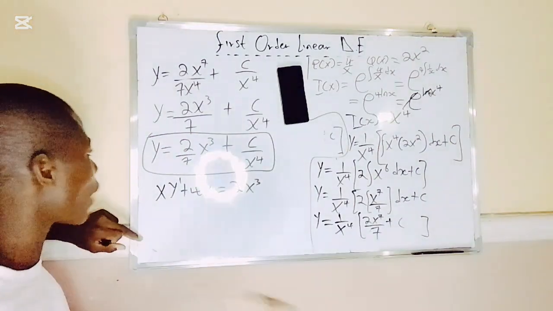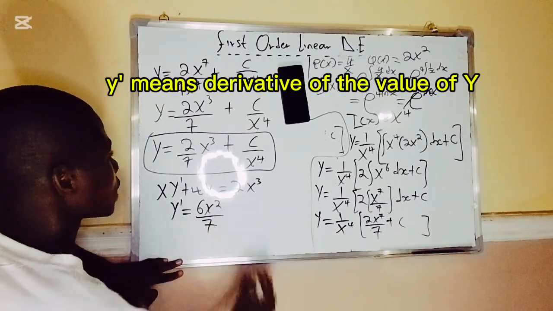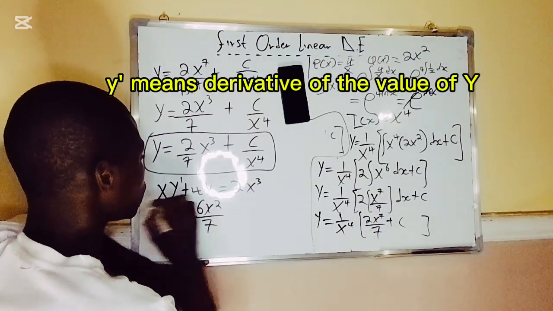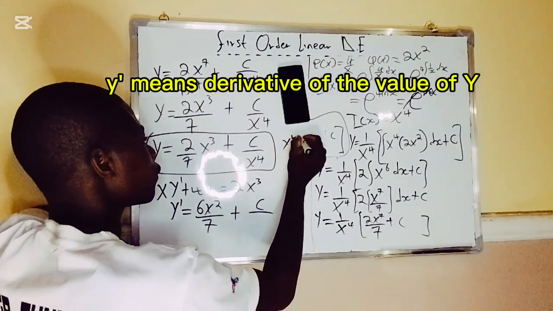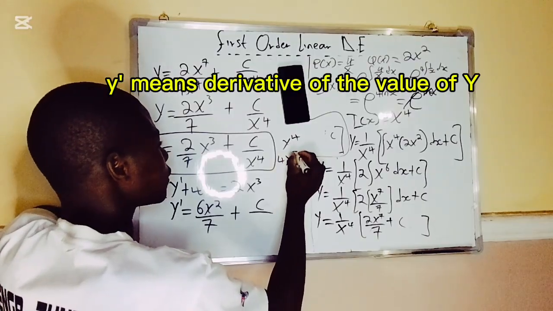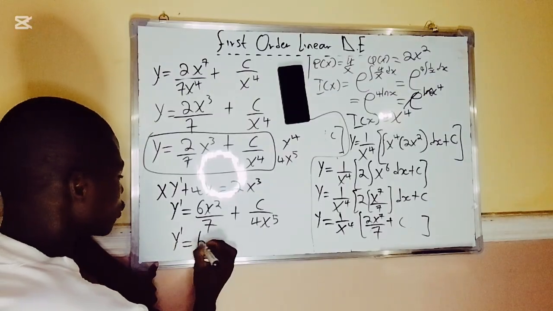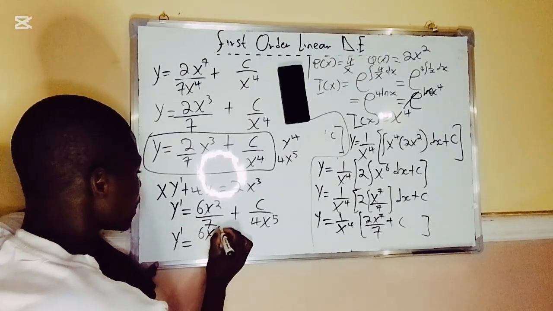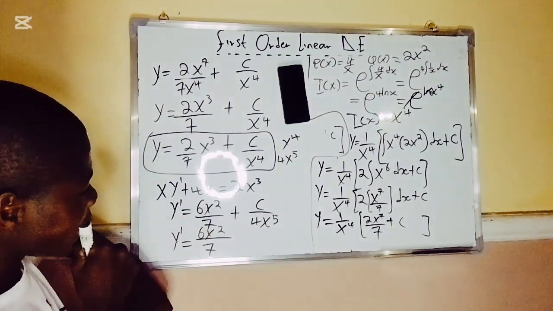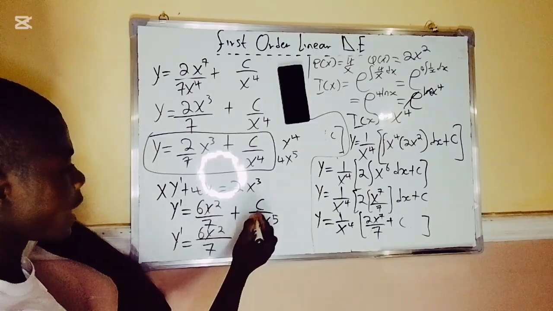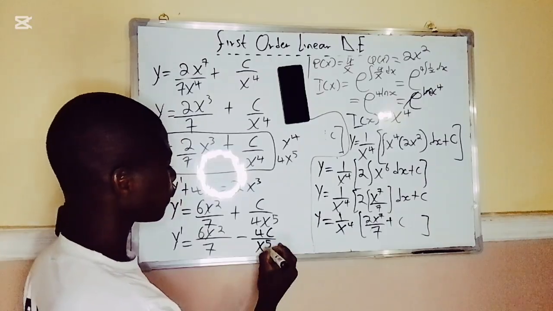So now we have to find the y prime. X cubed, you are going to get 6x squared divided by 7. So therefore this is the same thing as saying plus c divided by x raised to the power of 4, which is the same thing as 4x raised to the power of 5. So y prime will be equal to 6x squared divided by 7, and therefore if I take a reciprocal of this, this is the same thing as saying minus 4c divided by x raised to the power of 5.